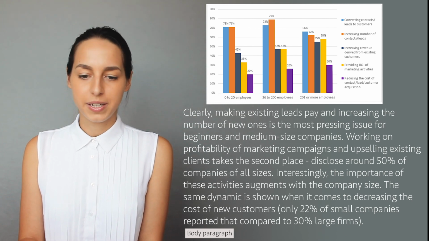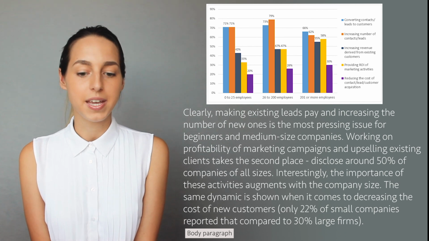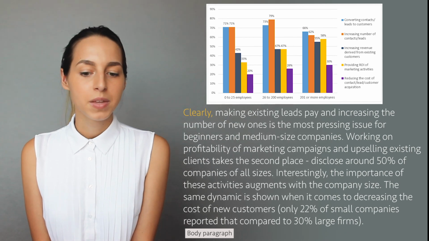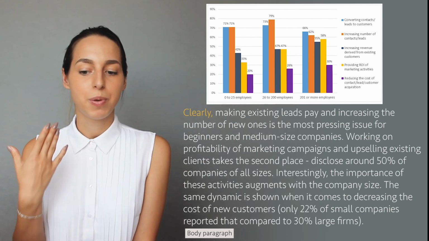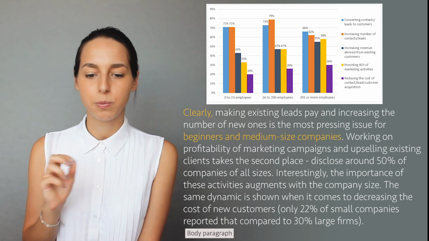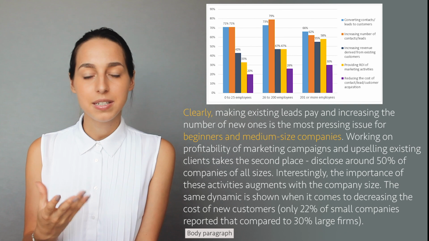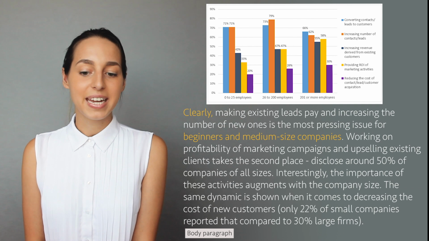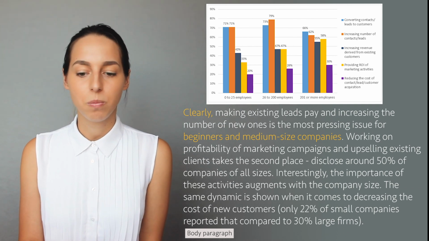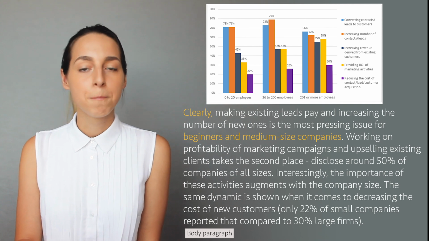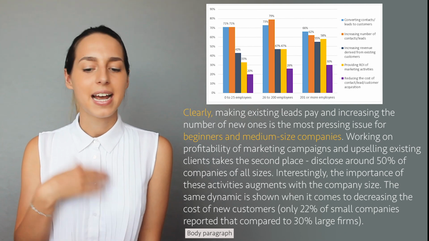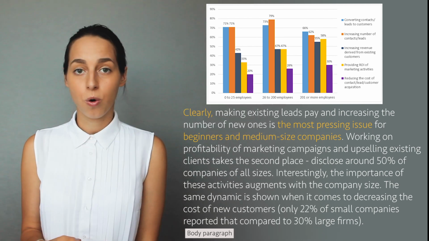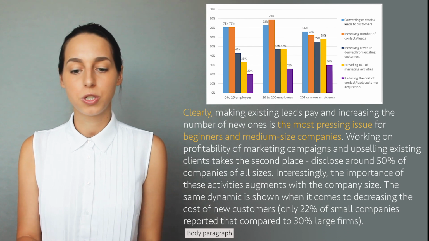So what do I do here? This particular paragraph, I start with the linking word, as I try to always do. The linking word is clearly. Then I try to continue paraphrasing these small and middle-sized businesses with beginners and medium-sized companies, and then give just a little bit more information about them. I restate the fact that making existing leads pay, and that's a paraphrase obviously, and then increasing the number of new ones is the most pressing issue for them. Again, I try to use the most pressing issue instead of the most important, which was already used, or the most popular, which also was used before.